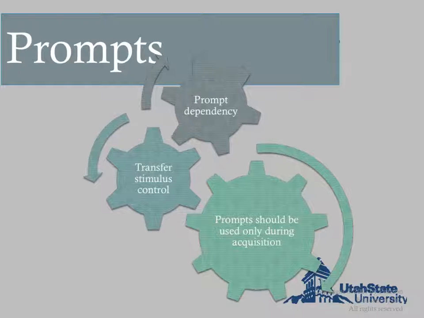Ideally, prompts should be used only during acquisition skills. Work to transfer that stimulus control from the prompt to some naturally existing stimuli quickly by using fading procedures. Be wary of prompt dependence. This is when the individual relies on you to totally complete either parts or the entire skill. Prompt dependence may occur because you did not fade the prompt quickly enough or used a more intrusive prompt longer than needed. We will be discussing how to fade prompts in the next module.